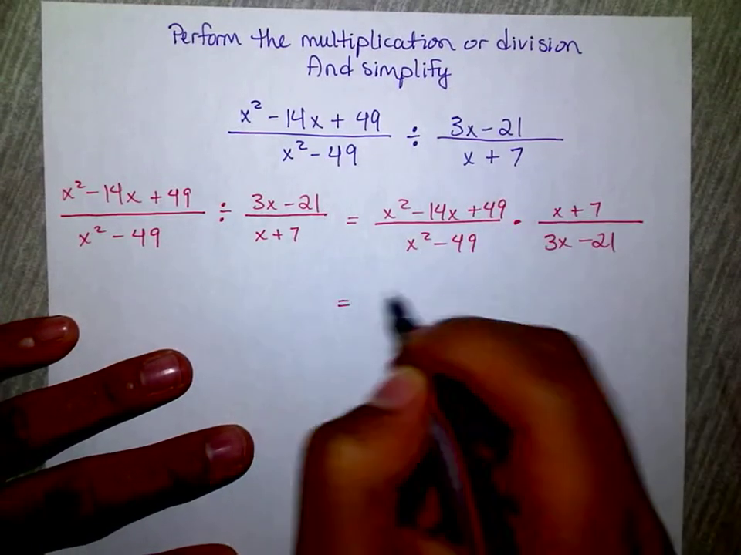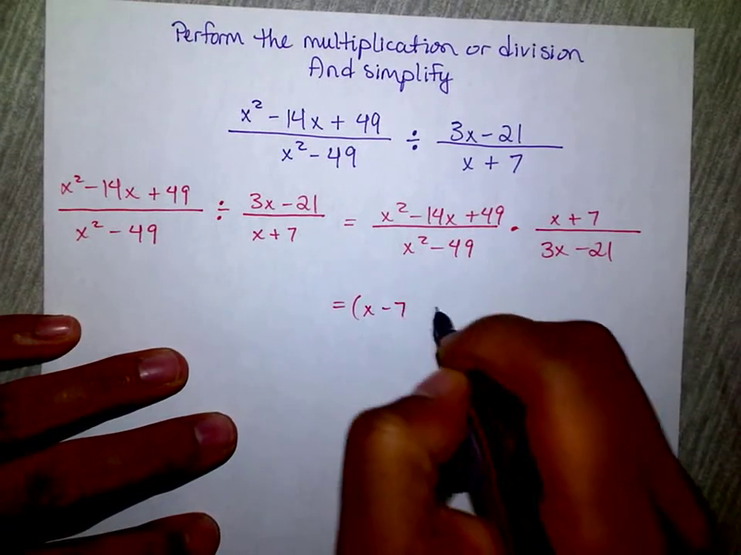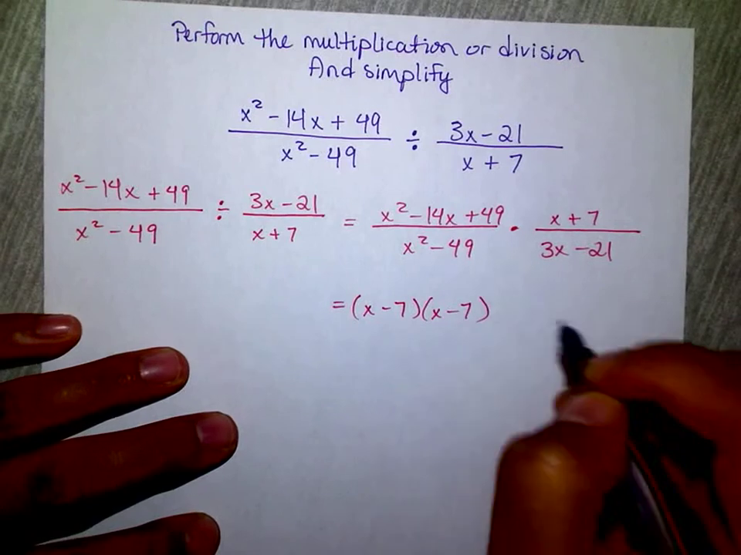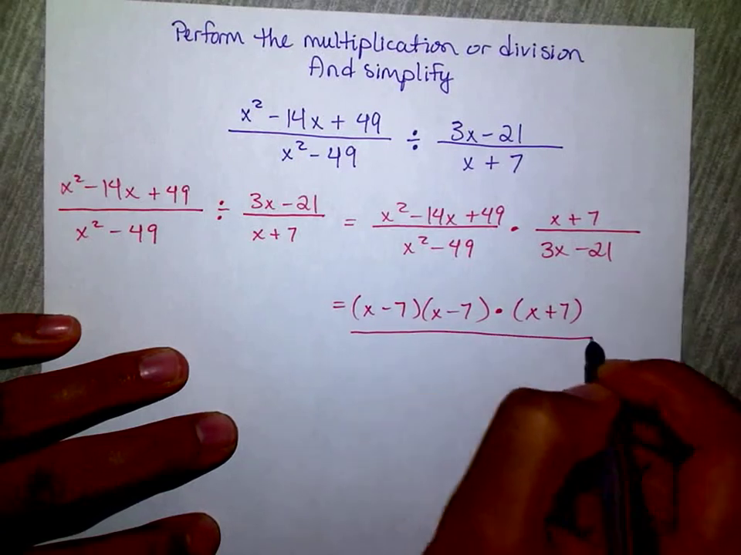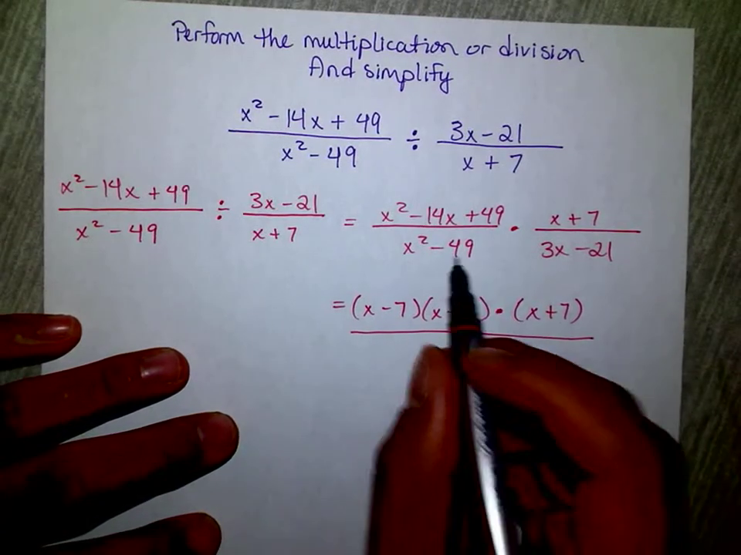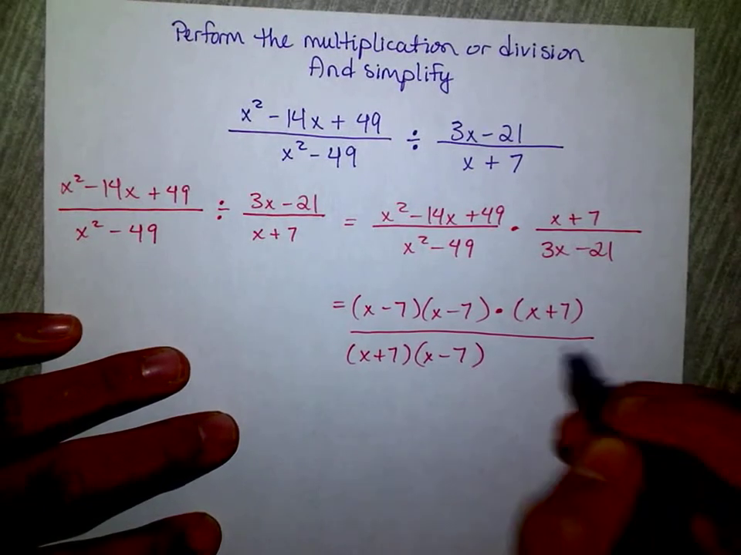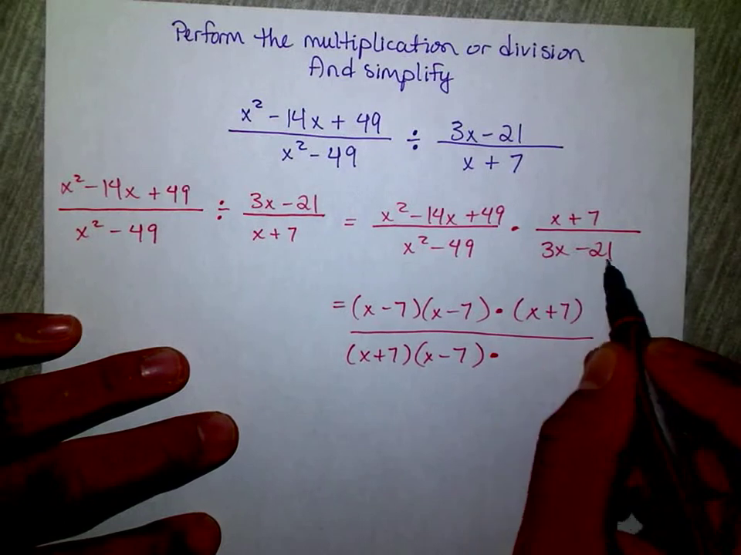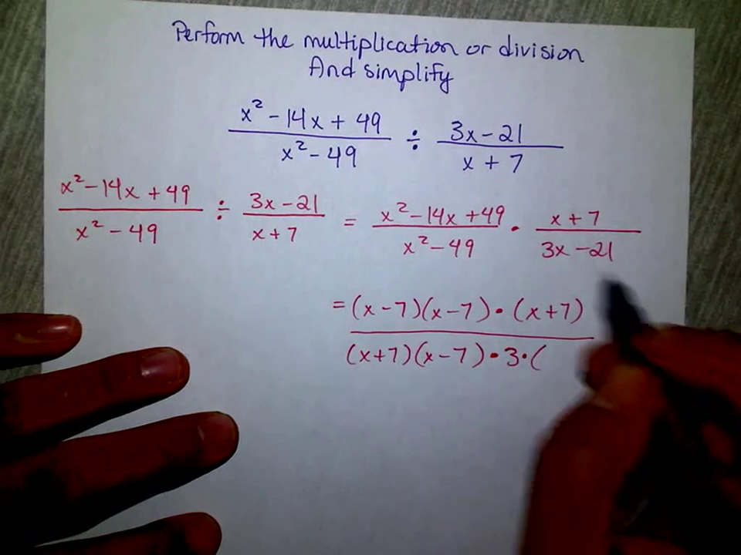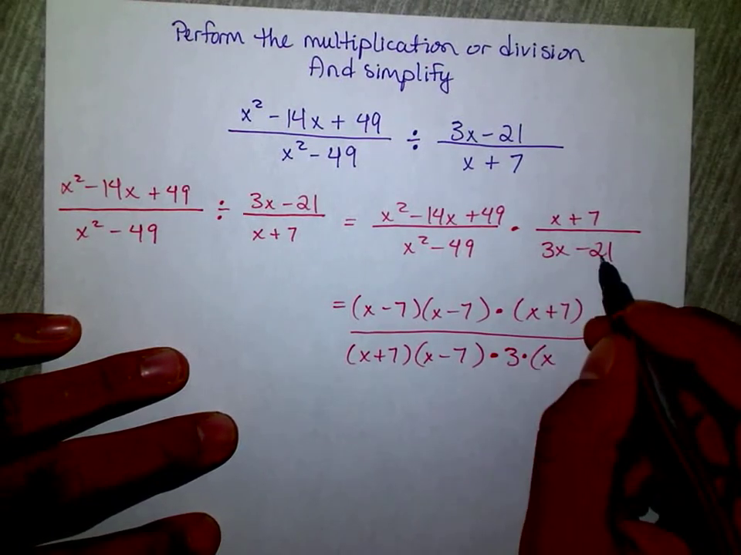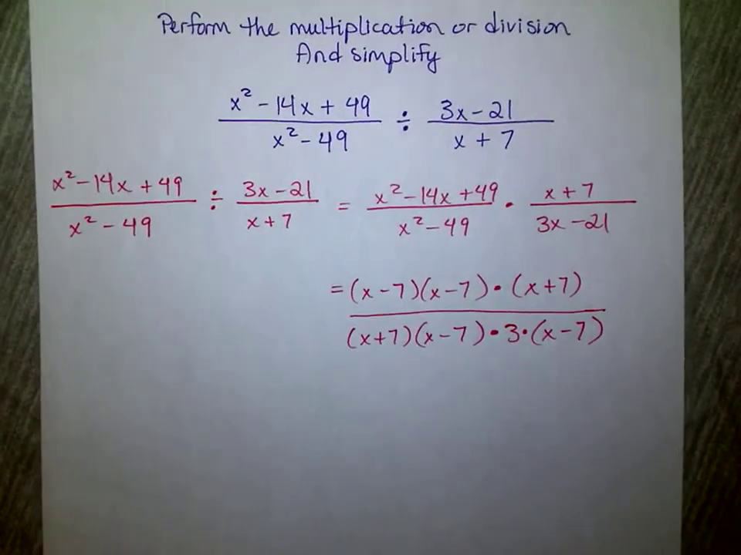Alright. We want to go ahead and factor that. If you factor correctly, you'll end up with x minus 7 times x minus 7 times x plus 7, all of that over, that's a difference of squares, so that's going to be x plus 7 times x minus 7 times, if we can factor out a 3 from both of those, there's our factor of 3. 3 from that will leave us with x. 3 from that will leave us with 7. Alright, so there we have it so far.